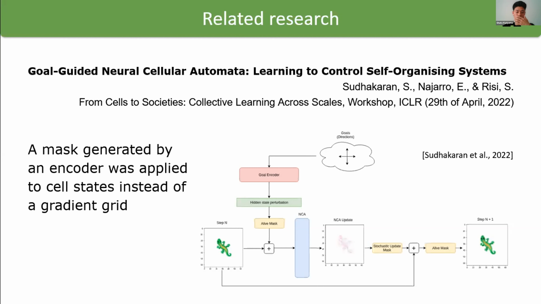The model is quite similar to ours, but the difference is that they used a mask instead of a gradient. With their model, they input the information of direction to the goal encoder, which is composed of a neural network, then output a mask, and then add the mask to the cell states. After that, they run the same calculation as neural cellular automata. Because of that, in the training process, the model backpropagates the loss to the neural network in the update function, as well as the neural network in the goal encoder.